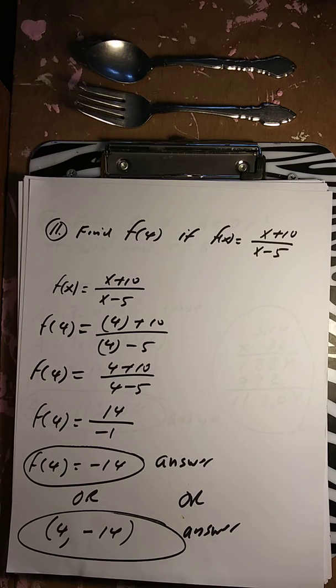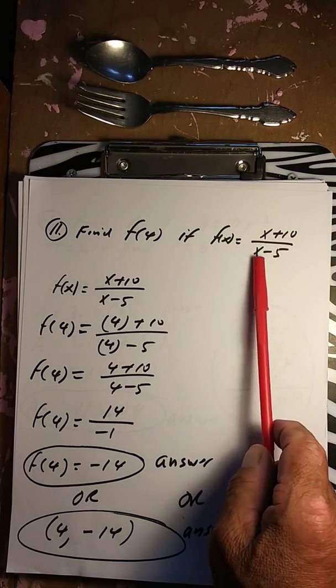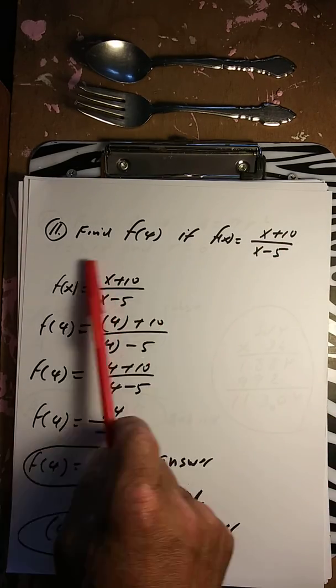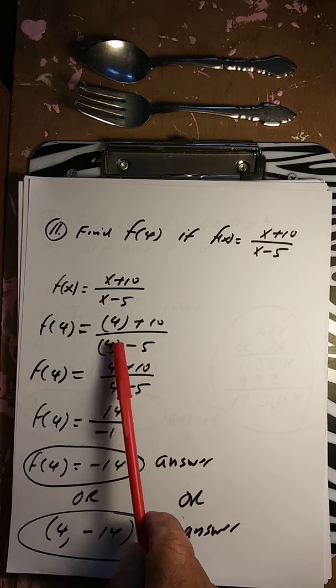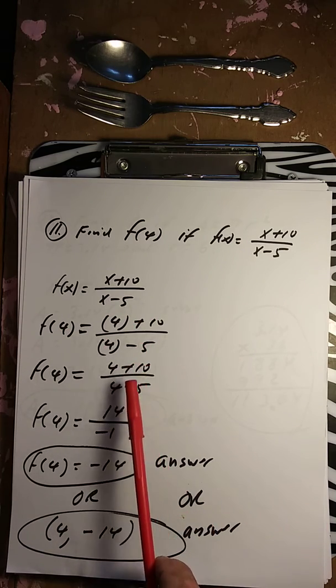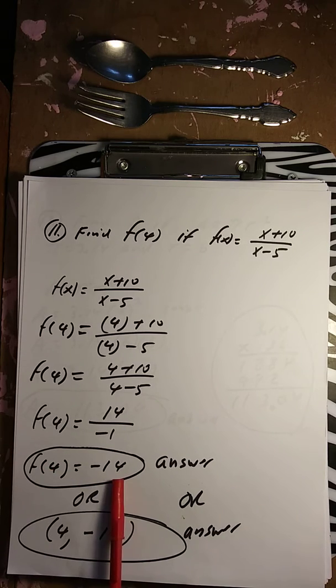This one. Find f of 4 if the function f of x equals x plus 10 over x minus 5. So in the function, we're going to put in the number 4. F of 4 is going to be 4 plus 10 over 4 minus 5. 4 plus 10 is 14, and 4 minus 5 is negative 1. A positive 14 divided by negative 1 is going to be a negative 14. So f of 4 is negative 14, or 4 comma negative 14 is the point.